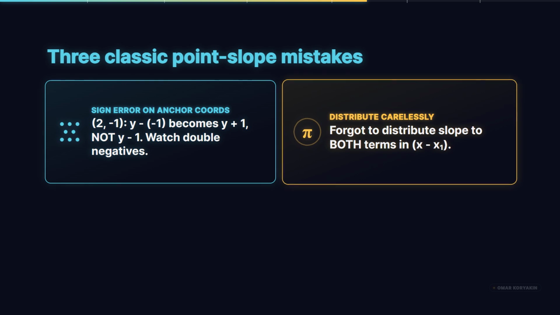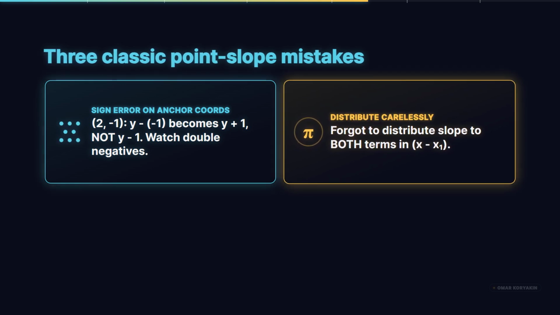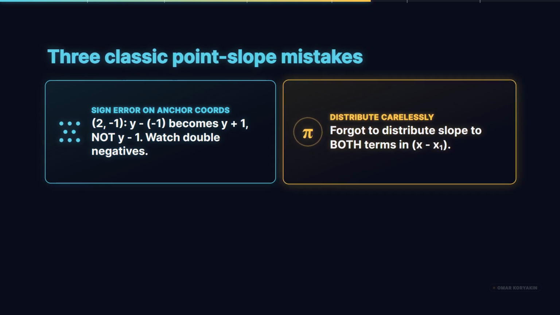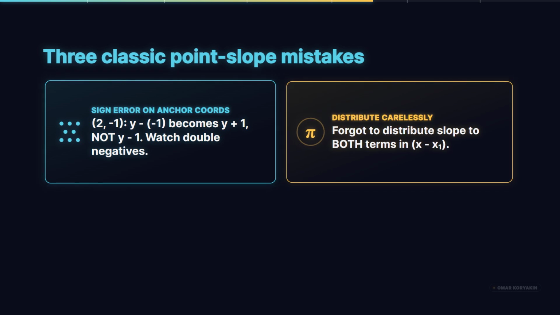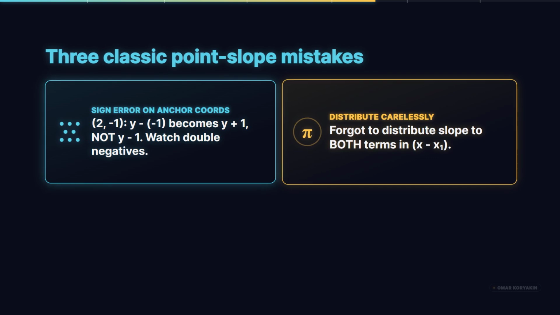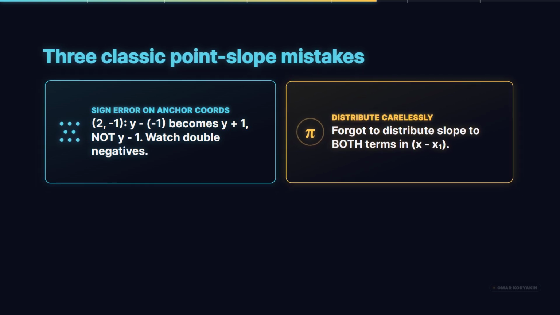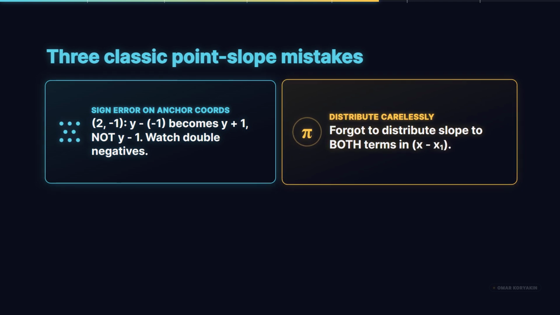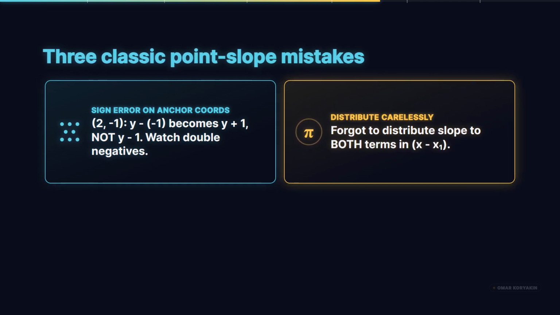A student looking at y minus 4 equals 2 times the quantity x plus 3 writes the right side as 2x plus 3, distributing the 2 only to the x and ignoring the plus 3. The correct distribution gives 2x plus 6 because the 2 multiplies both terms inside the parentheses. The fix is to write each distribution explicitly: 2 times x plus 2 times 3 equals 2x plus 6. The explicit doubled multiplication prevents the missed distribution.